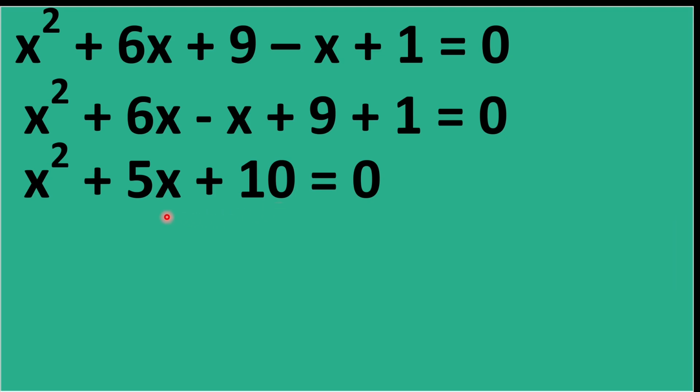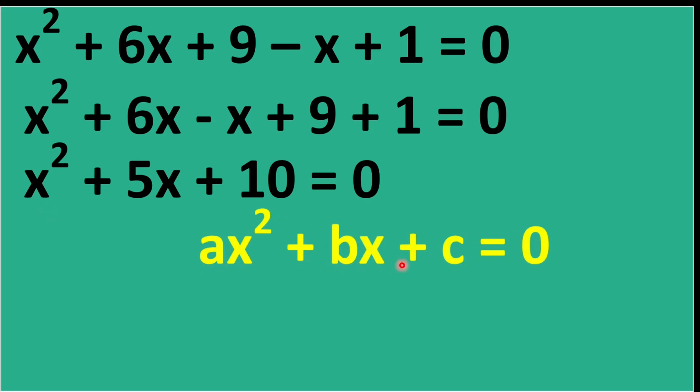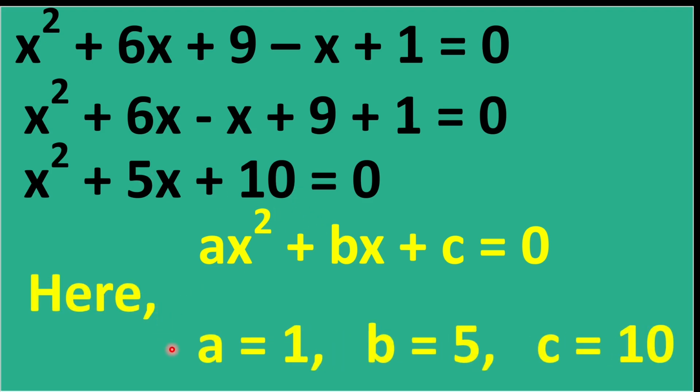And now this has become a quadratic equation, and the general form of quadratic equation is ax square plus bx plus c equal to 0. So now we will compare this with this quadratic equation. So here a equal to 1, b equal to 5, and c equal to 10, like this. a equal to 1, b equal to 5, and c equal to 10.